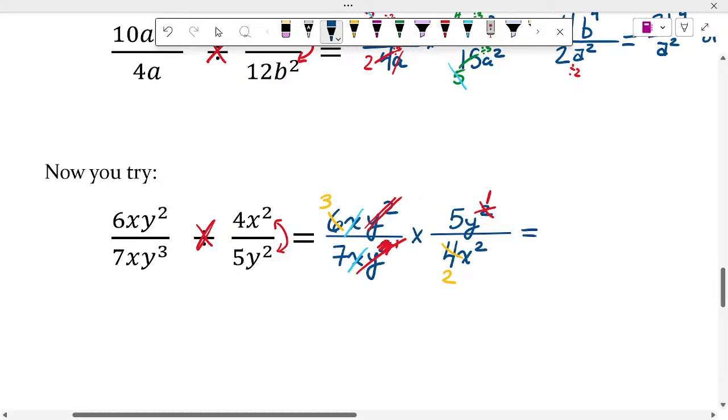What's 3 times 5? 15. Do we have any x's left on the top? No. Do we have any y's left? Yeah, 1. Do I need to write the 1? No. Could I write the 1? Sure.